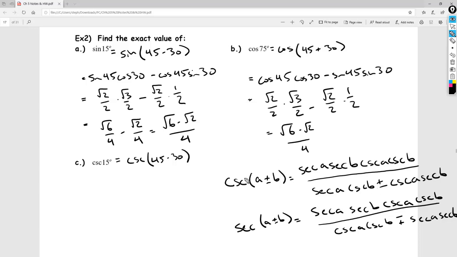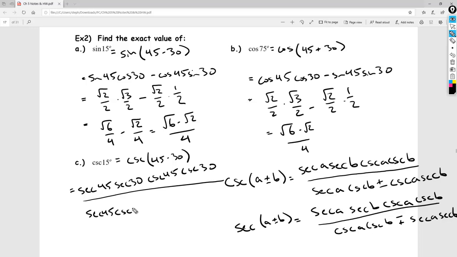If I use my cosecant formula here, using 45 and 30, I'll end up with secant of 45, secant of 30, cosecant 45, cosecant 30, divided by secant 45, cosecant of 30, minus cosecant of 45, secant of 30. Then we could reduce this, but honestly, I don't care to. I'm not really going to ask you to do something like this very often. It's just good to know how to use this formula.